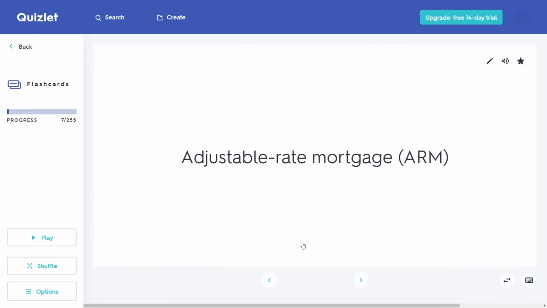All right, adjustable rate mortgage or ARM. So I think we're looking for a brief definition of what an adjustable rate mortgage is. So think about that.